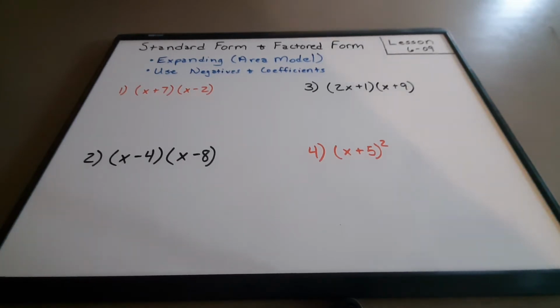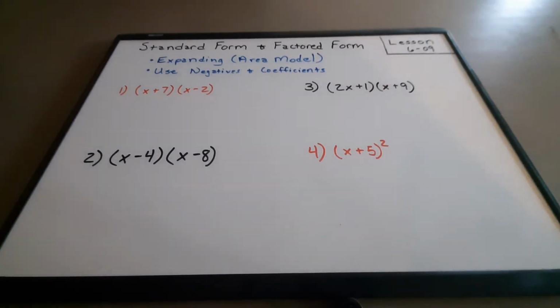In this situation, we're going to still be connecting standard form to factored form. To do this, we're going to again be using the area model, but if you start to see patterns within your work, look for quicker ways to do it. We're going to be looking at more difficult situations by putting in negatives and some coefficients. If you forget what coefficients are, they're just numbers being multiplied by a variable.